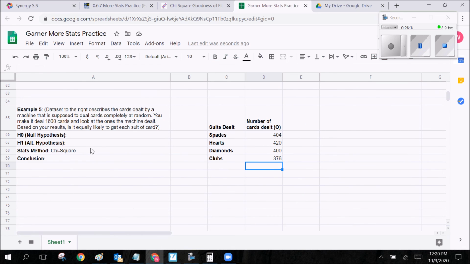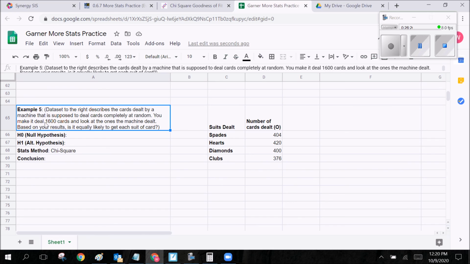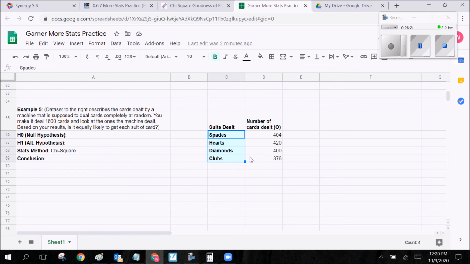In this one, we are asked, there's a card machine that's dealing 1,600 cards, supposed to be completely random. This is how many cards the machine deals us out of each one of our different suits. We can see spades, hearts, diamonds, and clubs, and these are the number of cards that they gave us for each one. So we want to see, is the machine actually dealing out cards randomly, or is this distribution very different from that, so that we should suspect the machine is not completely random? So how do we figure that out? Well, these are our observed values.